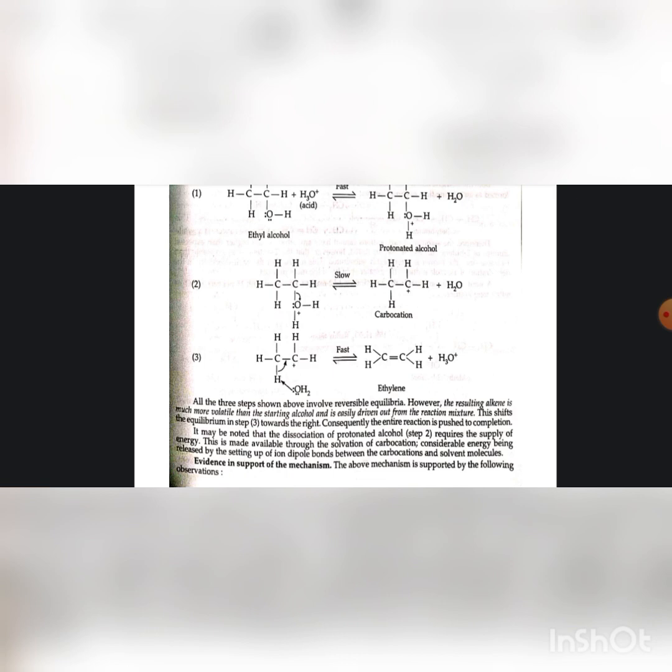Evidence in support of the mechanism. The above mechanism is supported by the following observations. First, relative ease of dehydration of alcohols. It has been observed that the ease of dehydration of different classes of alcohols follows the order tertiary is greater than secondary is greater than primary. This observed order can be justified in terms of the rate determining step in the process of dehydration, which involves the dissociation of protonated alcohol to form carbocation.